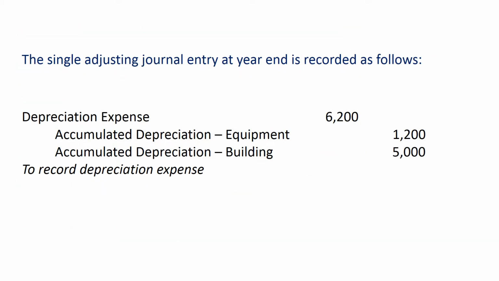In practice, however, Hilltop would use a single adjusting journal entry for all of its depreciable assets. The single adjusting journal entry at year end is recorded as follows. Debit depreciation expense $6,200. Credit accumulated depreciation equipment $1,200. Credit accumulated depreciation building $5,000 to record depreciation expense.